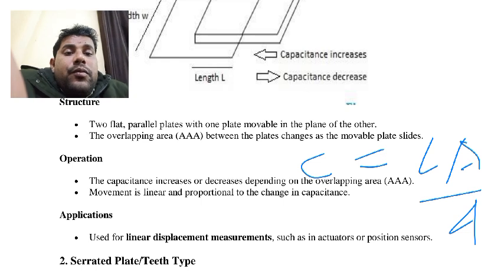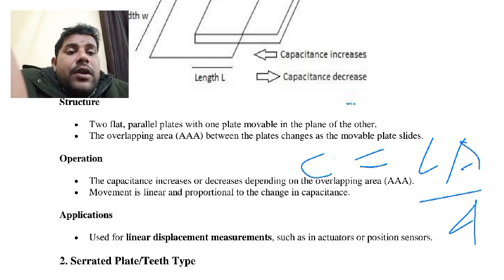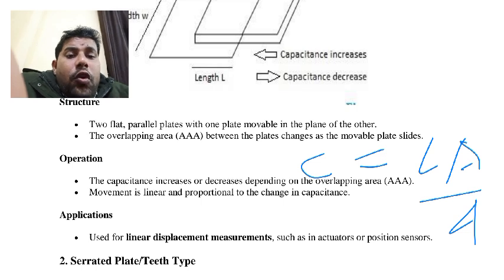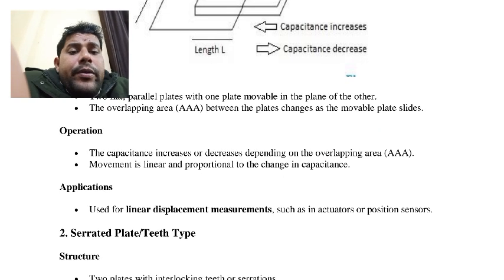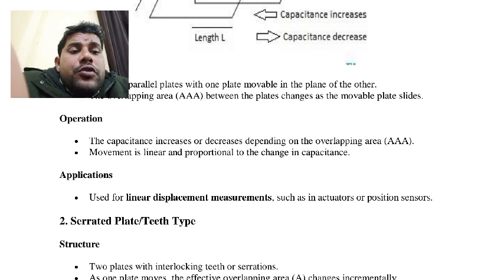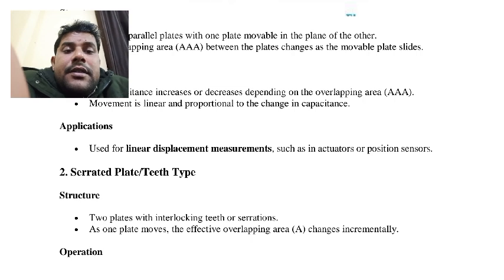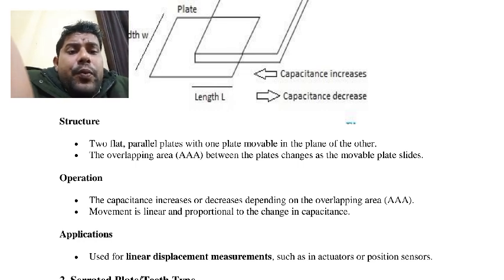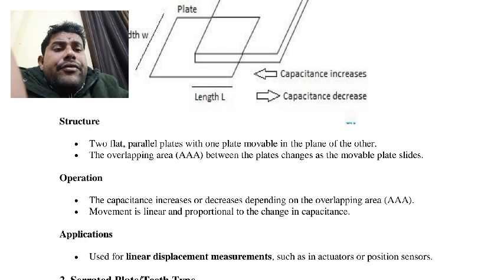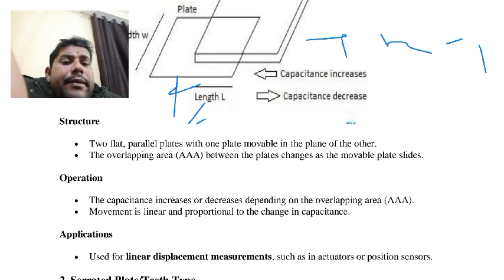Two flat plate capacitance, one plate movable and another plate non-movable. So capacitance increases or decreases depending on the overlapping area. Movement is linear and proportional to change in capacitance. Next is application: used for linear measurement such as actuator position sensing. So this we can use in the overlapping areas. Two parallel plates, one is movable. Suppose this is a fixed plate, and this is the movable plate. In this way, we can measure.